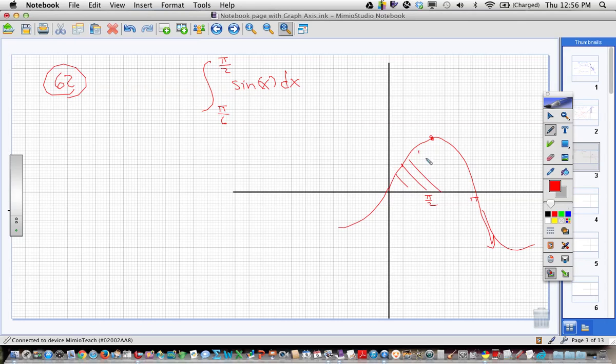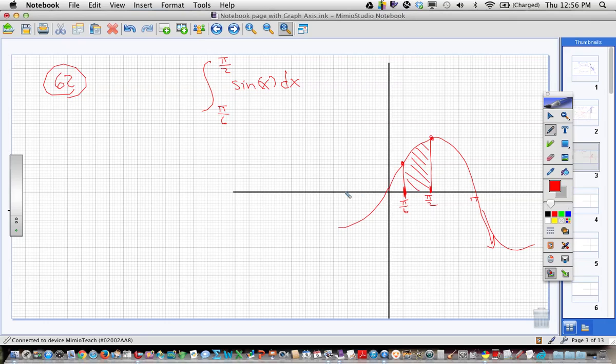Okay, this red area. All right, from pi 6, here would be pi 6 right here, and here would be pi halves. Okay, so this would be pi 6. And so we would have this red area right here. All right, now we don't know what that red area is.